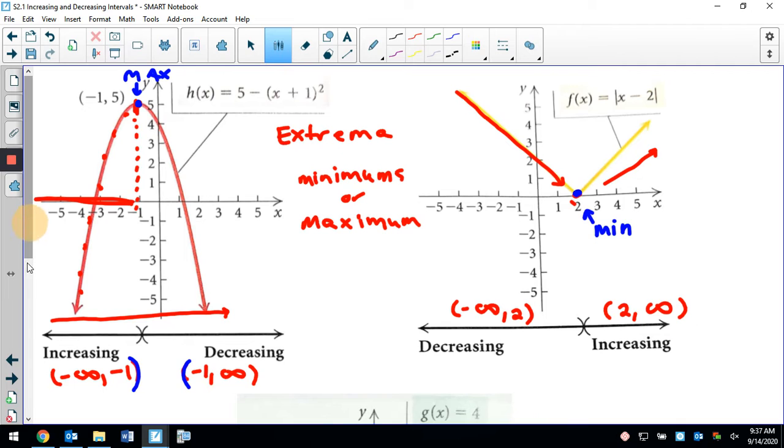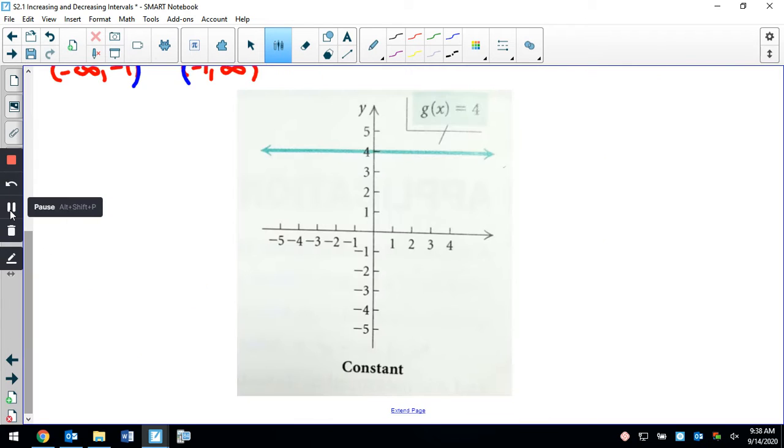All right, one more. My computer's lagging here. If you can hear me, stay with me. Okay, got it working again here.